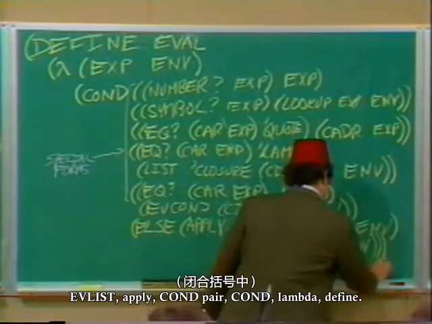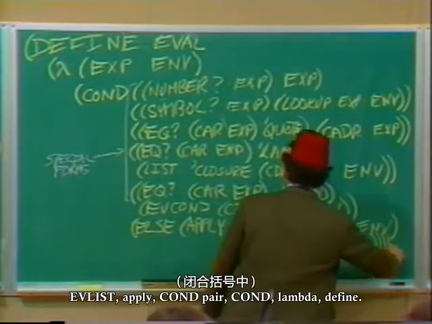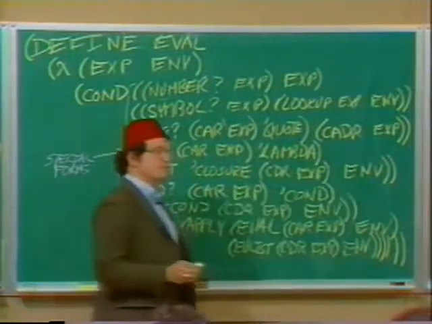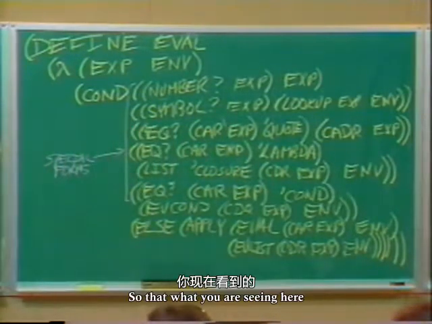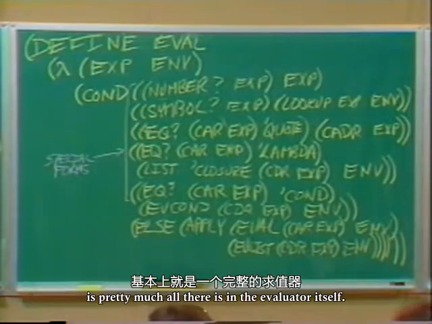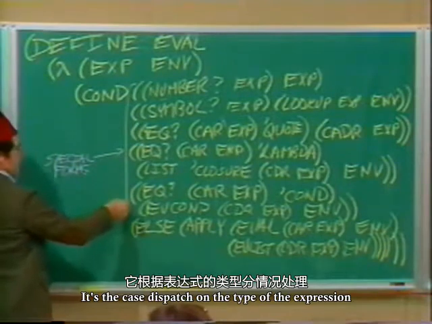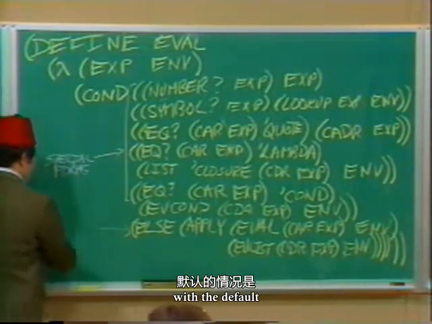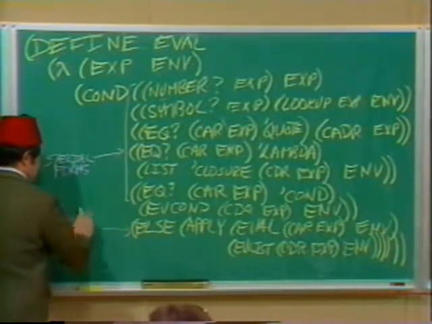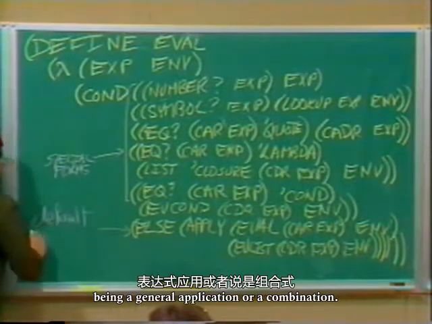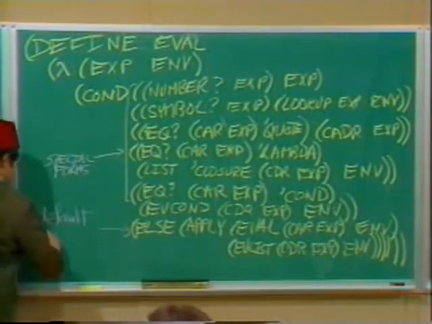Evlist, apply, cond pair, cond, lambda, define. Okay? So that what you're seeing here now is pretty much all there is in the evaluator itself. It's the case dispatch on the type of the expression with the default being a general application or a combination.